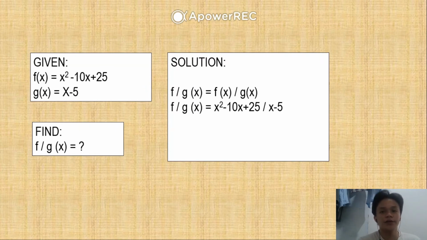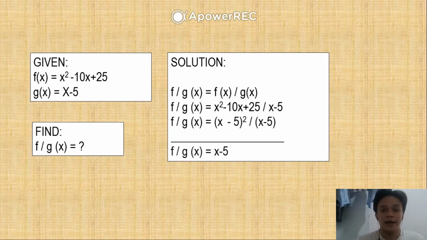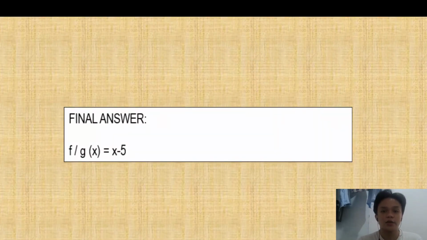So the first thing we're going to do, since our f of x is a trinomial, we're going to transform it to a binomial. So the binomial form of x squared minus 10x plus 25 is x minus 5 squared, or x minus 5 times x minus 5. Since our denominator is x minus 5, we're going to cancel one x minus 5, leaving us with one x minus 5. So we can conclude that our f over g of x is equal to x minus 5.